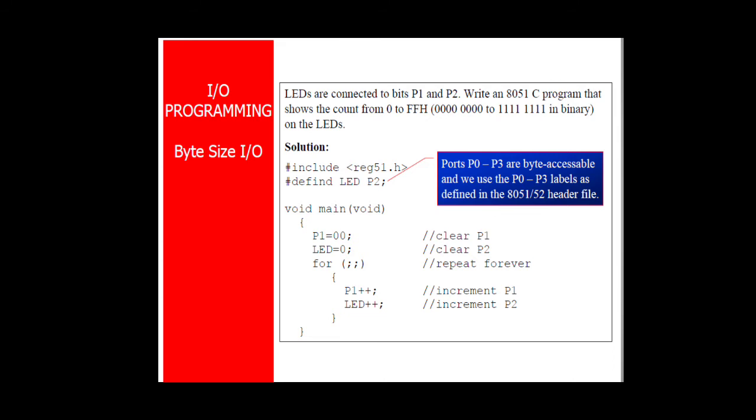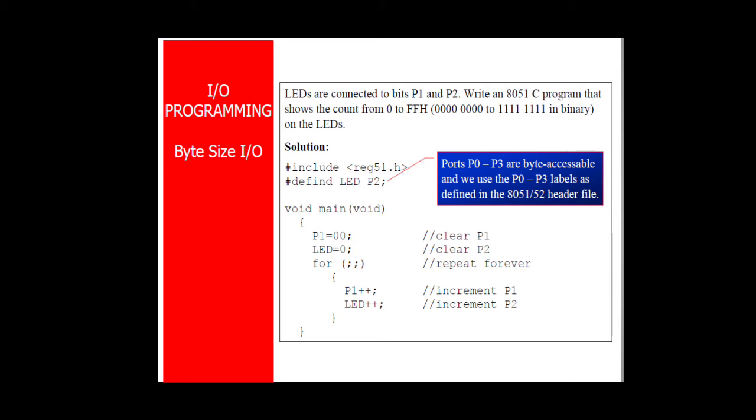Next is IO programming. In IO programming, there are two types, byte size IO and bit addressable IO programming. First let us look at byte sized IO. In this example, LEDs are connected to port P2. Write an 8051 C program that shows the count from 0 to FFH on the LEDs.